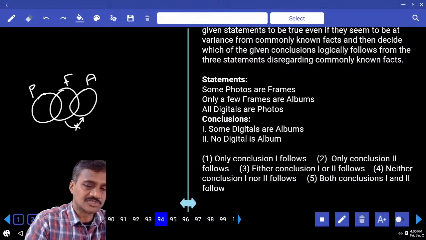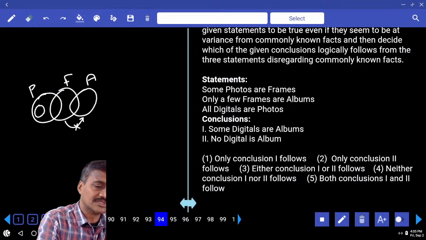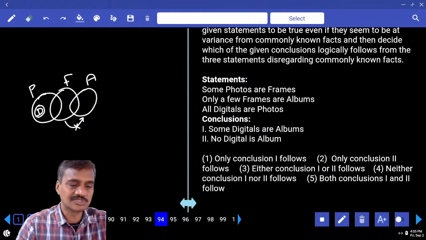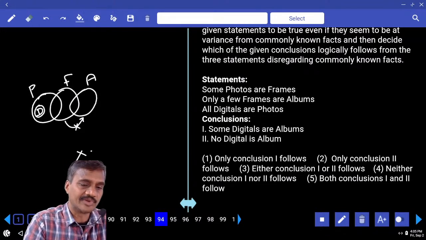And all digits are photos. All digits are photos, and the digit is here. All digits are photos. And some digitals are albums. That is false. No digital is an album, definitely true.